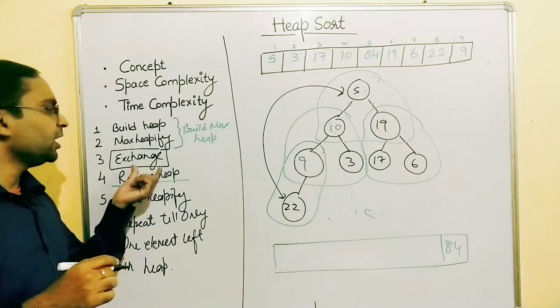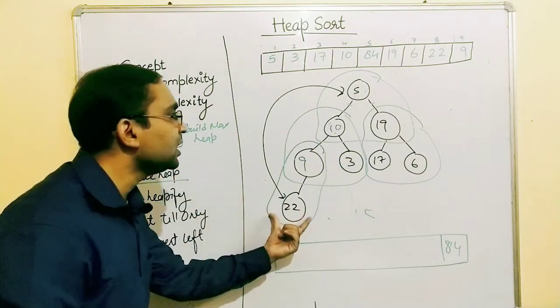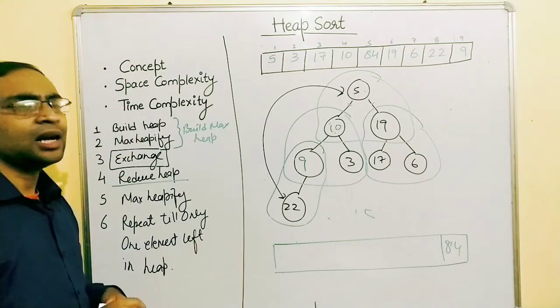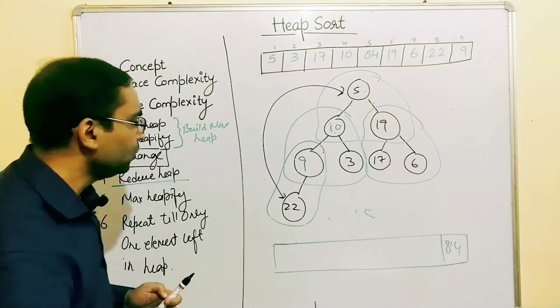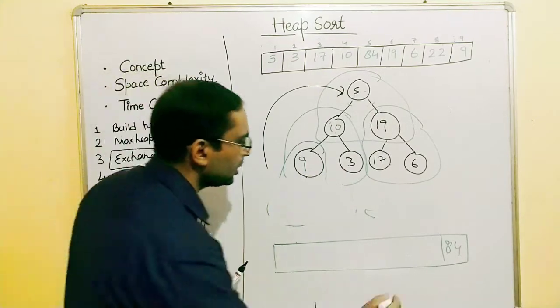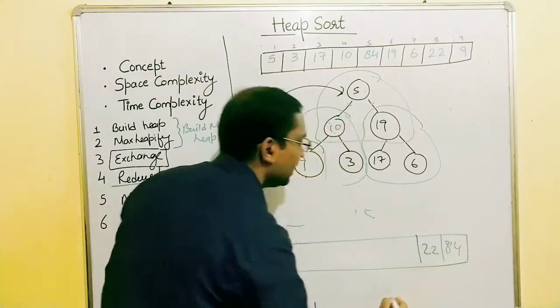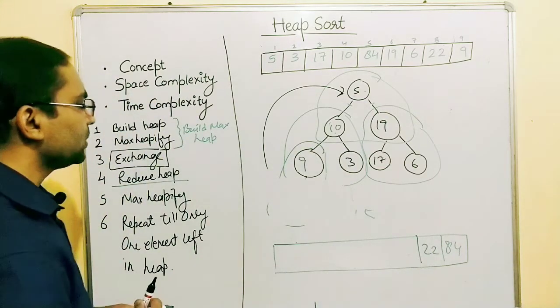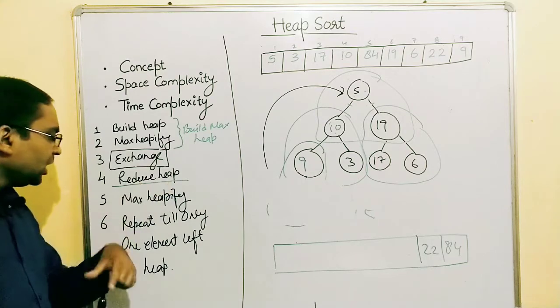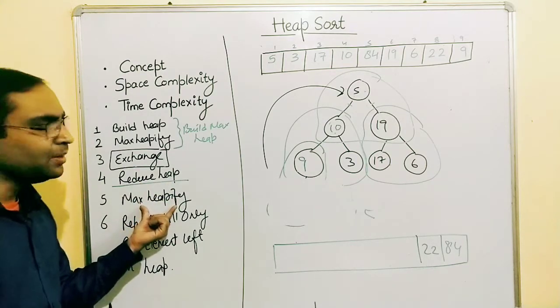Once we have done the exchange, we'll reduce the size of this heap by removing the largest element from this heap. So we'll remove this 22 from this, and the 22 will be kept in the array in the second last position. So now we can see we are left with a reduced heap. Then again we'll need to perform max heapify.